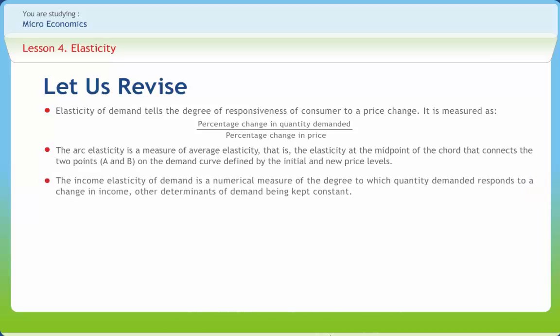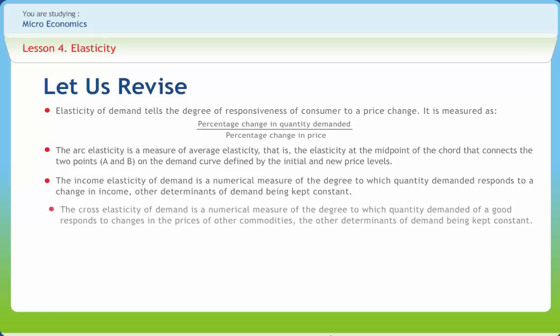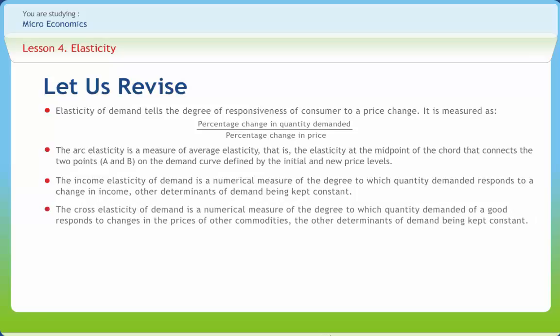The income elasticity of demand is a numerical measure of the degree to which quantity demanded responds to a change in income, other determinants of demand being kept constant. The cross-elasticity of demand is a numerical measure of the degree to which quantity demanded of a good responds to changes in the prices of the other commodities, the other determinants of demand being kept constant.